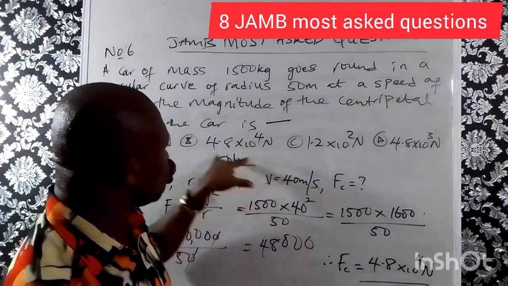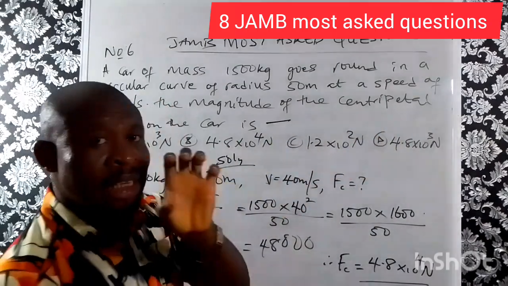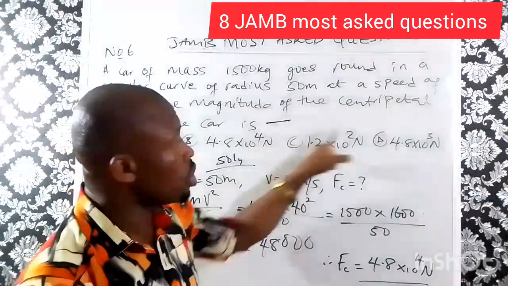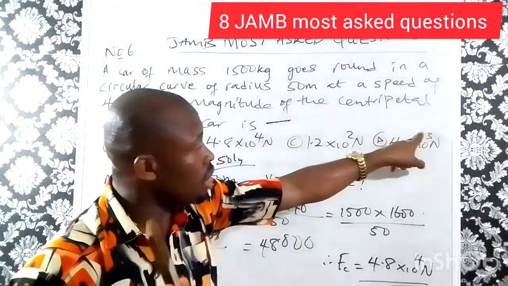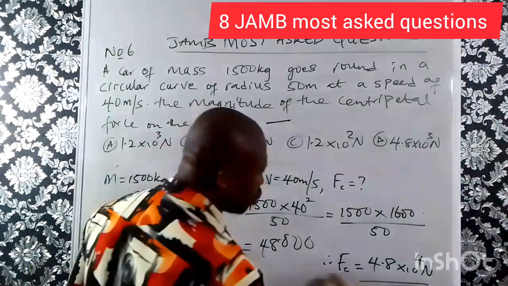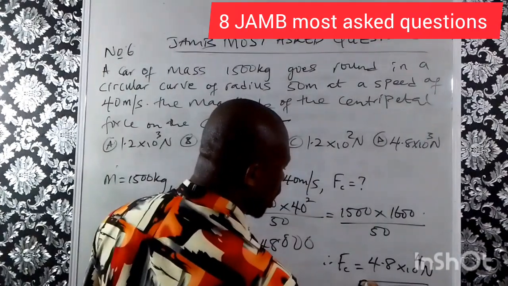There are two 4.8s here. Take a closer look at the options. This one is raised to the power 4, this one is raised to the power 3. Don't get deceived, please. Now, this one is raised to the power 4. We now have that the correct option there is option B.